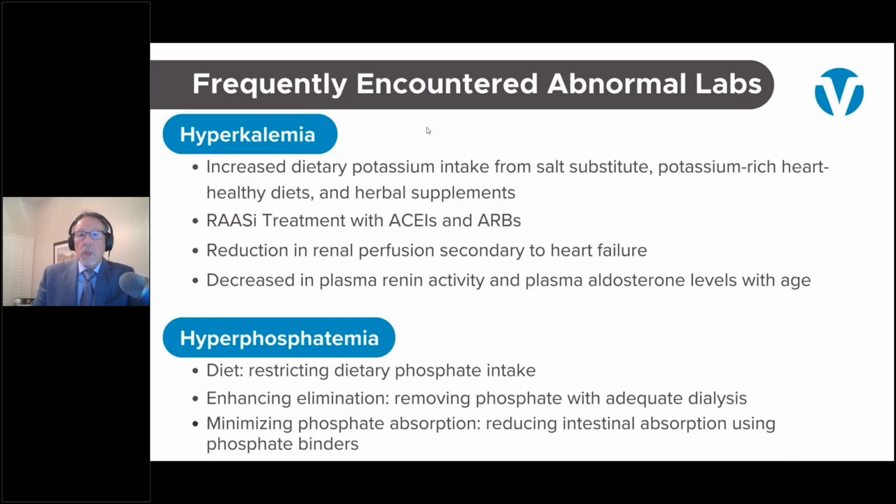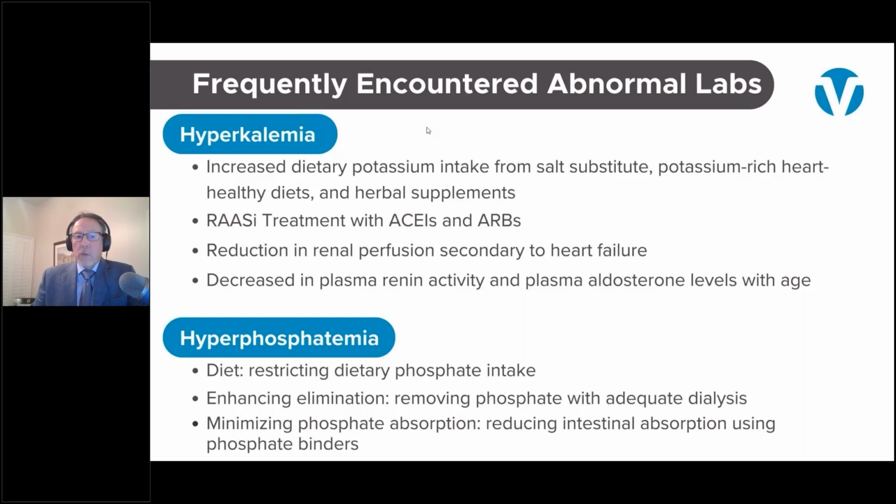Okay. When you're dealing with patients with decreased renal function, two of the common abnormalities are hyperkalemia and hyperphosphatemia. Again, increasing degrees of CKD make these much more common. However, it's important to understand some of the drivers for that.